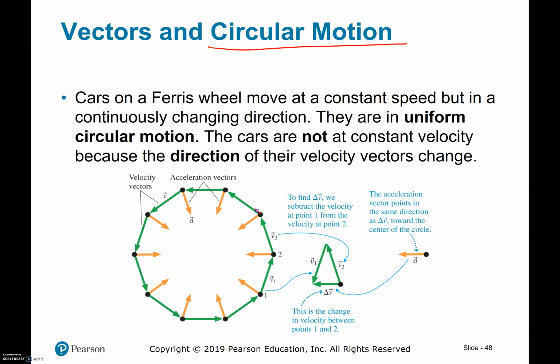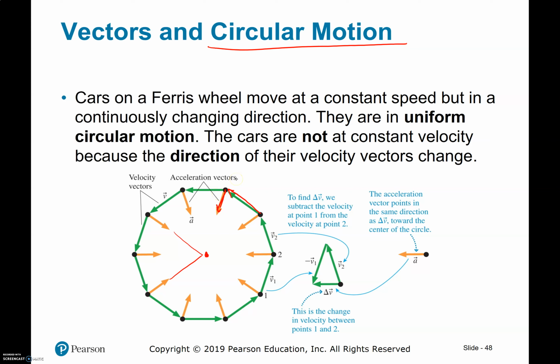These green vectors are the velocity vectors, and these vectors here are the acceleration vectors. You can see that the acceleration vectors all have the same magnitude, and they all point towards this point here, right? So they all point that way, all of them. So that's a characteristic of circular motion.